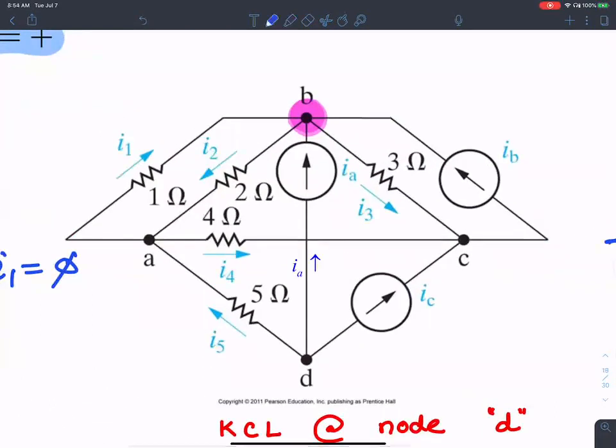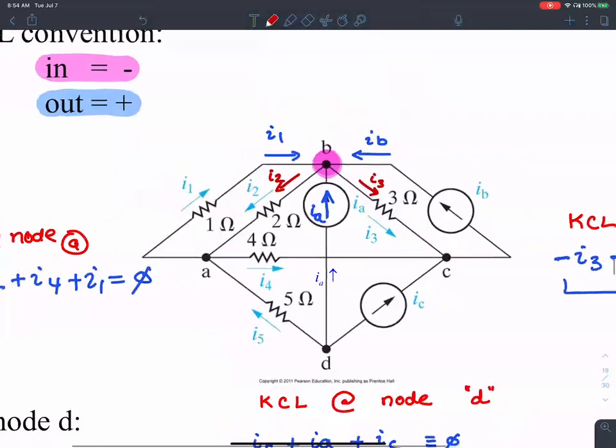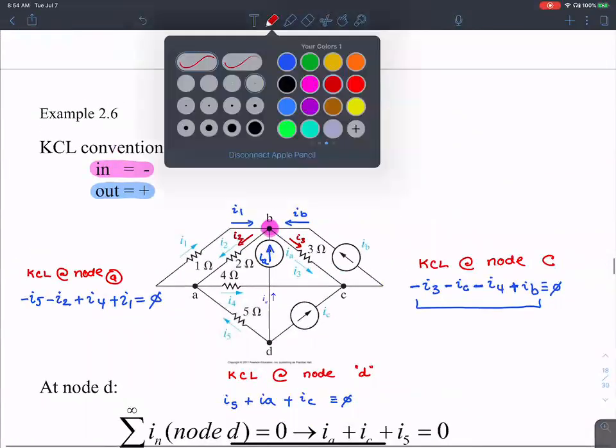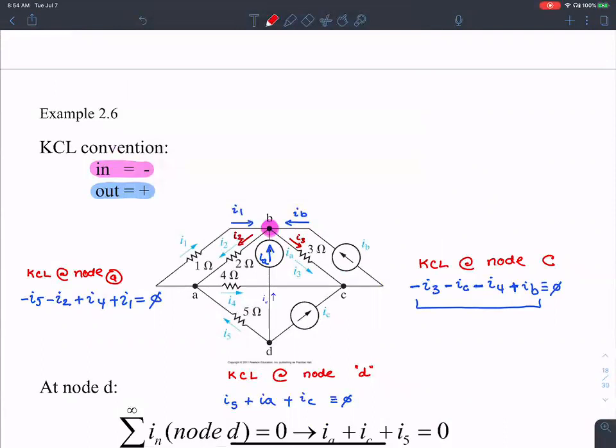At node B, what are the currents coming in? There is current coming in as I1, okay? There is current coming in as IB, and then there is current coming in through IA. Let's call it IA, okay? And what are the currents leaving? The currents leaving are I2 and I3, okay? So I have 5 currents here. The technique I use, and both of these are exactly the same. I don't want you to confuse between the two. They're exactly the same.